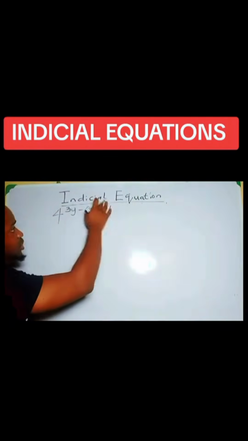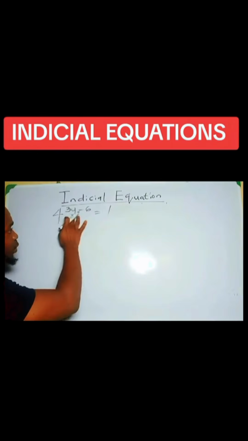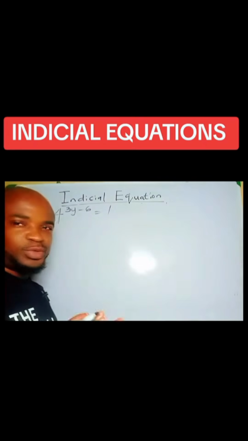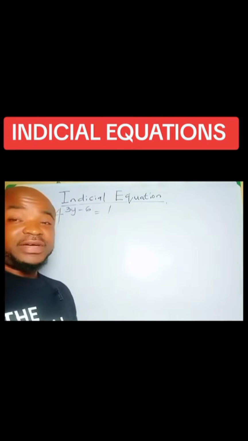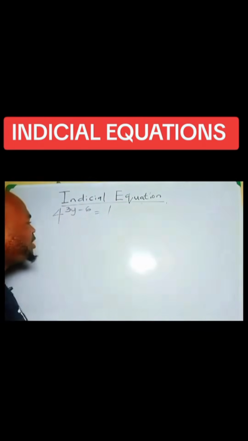Welcome to class. In today's class, we are going to be solving this indicial equation, that is, indices equation, which is 4 raised to 3y minus 6 equals 1. 4 raised to what? 3y minus 6 equals 1. Now, don't get confused. This is a very simple indicial equation, very simple indices equation. How do I go about it?